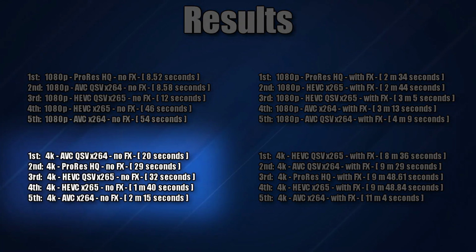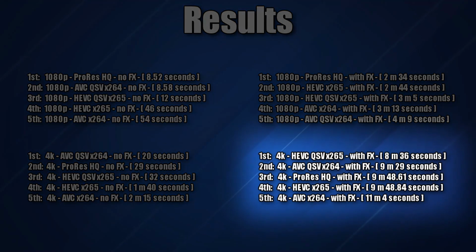Moving down to 4K with no effects, first place we have AVC QSV with 20 seconds. And then in second place we have ProRes at 29 seconds. A close third, we have HEVC QSV at 32 seconds. And then way in fourth and fifth, we have HEVC and AVC processor only at 1:40 and 2:15.